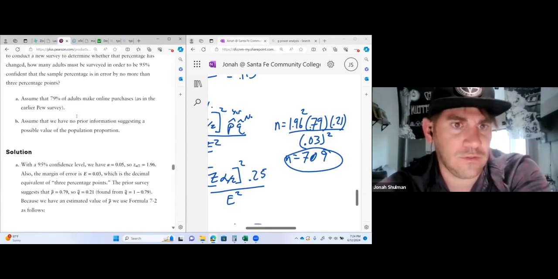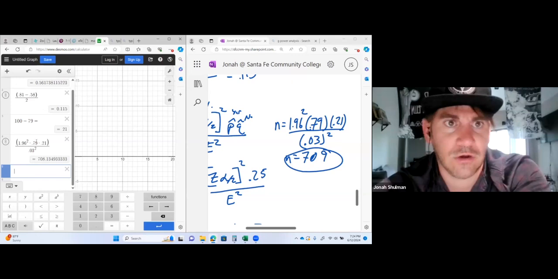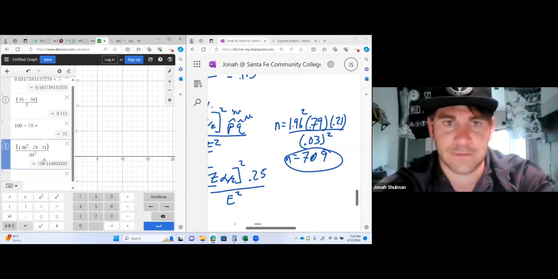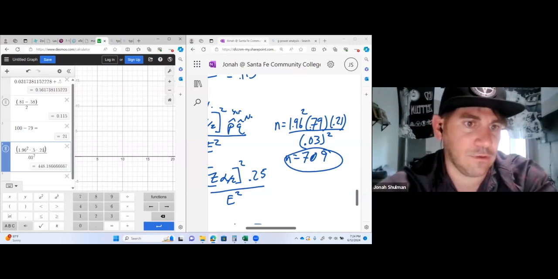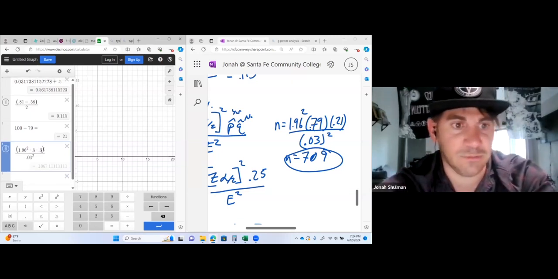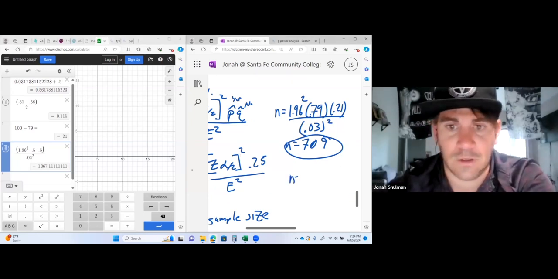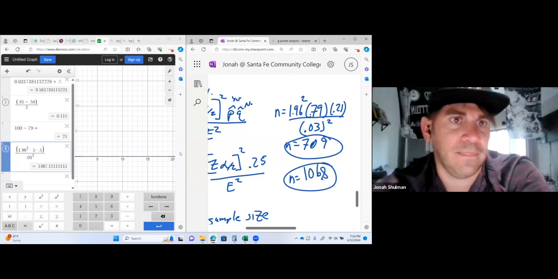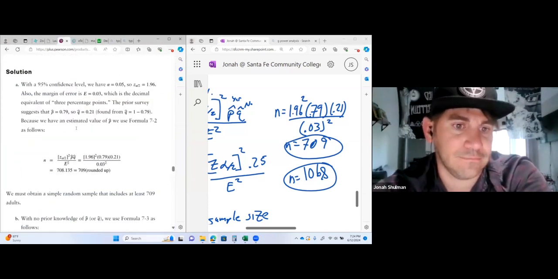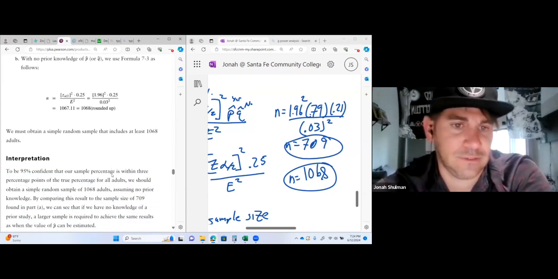Ta-da! Assume we have no prior information suggesting the population proportion. So if we don't know, the only difference to the formula is we just make these both 0.5. That's it. We don't have it. This is 0.5 and this one's 0.5 because we make it 50-50. So how many people do we need for B? 1,068 people, assuming that's what they get. Ta-da, 1,068. We did it.